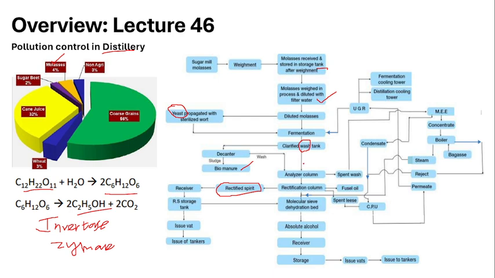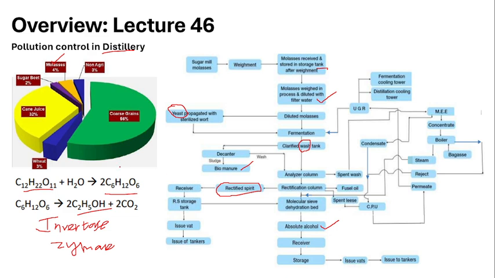So after clarification, we are decanting it, separating the liquid which is the wash, and this liquid again goes to the analyzer column and the rectification column where rectified spirit is produced. Then we produce the absolute ethanol by removing the moisture content from our wash liquid. In the molecular sieve dehydration bed, the water removal happens, and after removing the water content, the absolute ethanol is produced. Whatever end product is produced is received and stored in the tank.